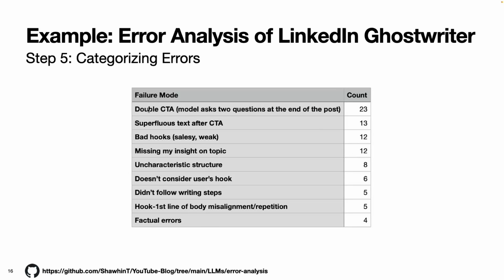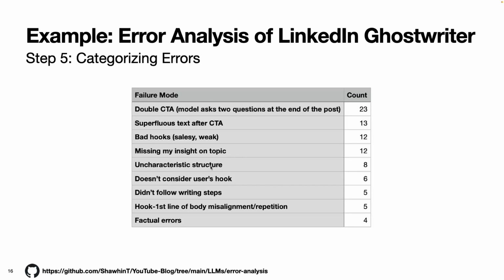The most common one was this double CTA, where the model asked 2 questions at the end of the post, superfluous text after the CTA. So we actually saw that when we were walking through the dashboard right now. Bad hooks, weak and salesy ones. We saw that. This is one we didn't see, missing my insight on a topic. This isn't really something I can fix with a prompt, but basically if I just give the LLM a hook and don't really give it my insight on a topic, it can't really write a LinkedIn post for me. So that's not really an issue with the system, but more so with the inputs I'm passing into it.